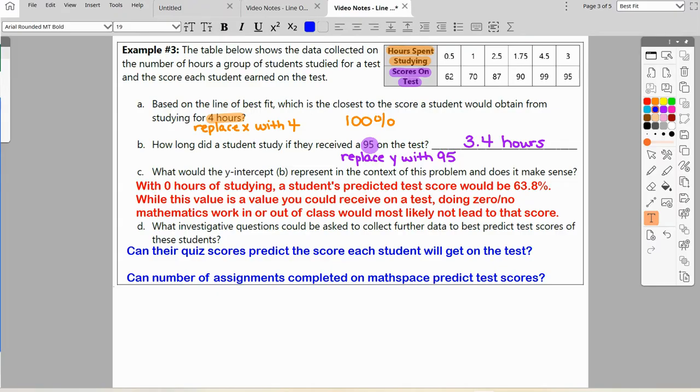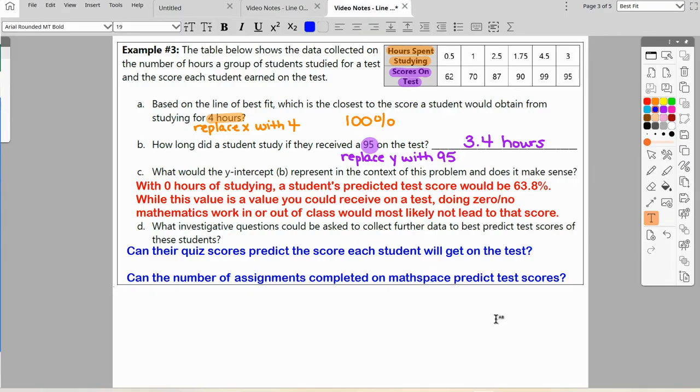Maybe if they did well on the quiz, they'll do well on the test since there's similar material on it. Another question I have is, can the number of assignments completed on MathSpace predict test scores? Maybe if they completed all their MathSpaces with a pretty good passing grade, they might get a good grade on their test. And maybe if they did no MathSpace, maybe they would get a lower score. Could be interesting to see.